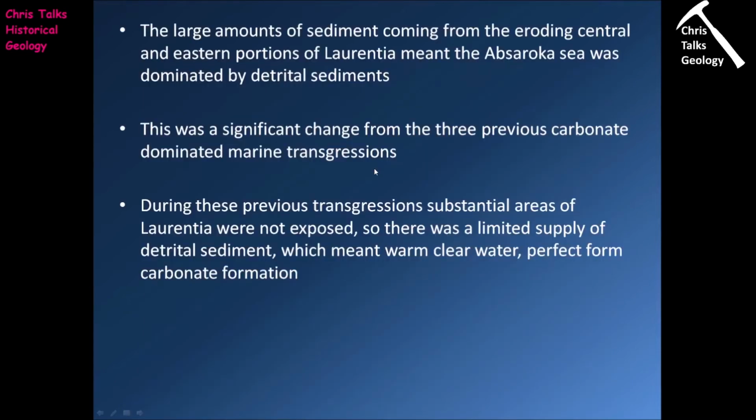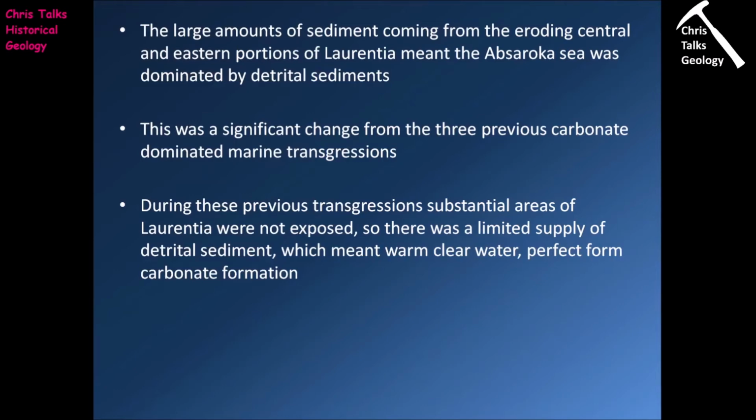So in terms of the Absaroka Sea itself, as we've already discussed, the large amounts of sediment which were coming off the erosion of the central and eastern portions of Laurentia meant the Absaroka Epeiric Sea was dominated by detrital sediments, and of course this had the effect of inhibiting carbonate formation in a big way, because obviously in order to form large amounts of carbonates, one of the things you really need is nice clear water. And of course the problem we're having at this point is the water in the Absaroka Epeiric Sea would have been absolutely stuffed with fine suspended clays and silts in the seawater, so the water is going to be quite murky.